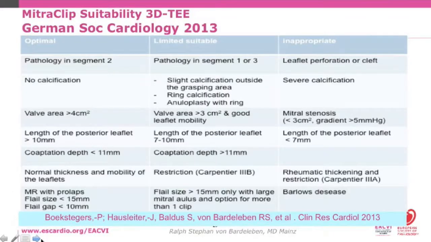There is a German guideline published in Clinical Research in Cardiology in 2013, 2014, an English version also, where we have optimally suited patients, where it's easy to perform the procedure. We have a column here of limited suitable patients where more experienced centers should address this patient. And there are certain inappropriate cases like cleft, severe calcification, and mitral stenosis, because every leaflet-to-leaflet therapy will further close the valve, and the posterior leaflet especially has to have a minimum length of about 8 millimeters in order to perform this procedure.